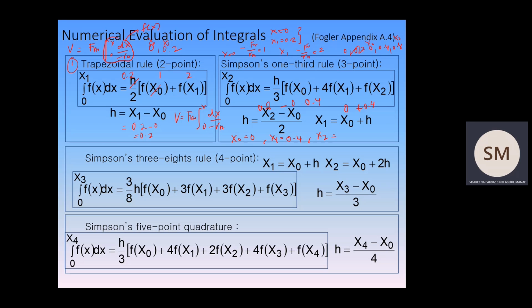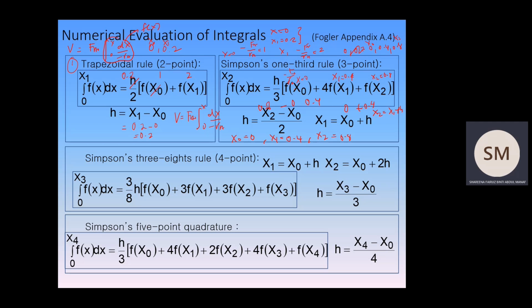And for x2, it should now be 0.4 plus again 0.4, which is x2 equals x1 plus h. This one should be 0.8. So the function equation should be related to this: x0 equal to 0, x1 equal to 0.4, and x2 equal to 0.8. So make sure the value refers to 1 over negative rA here, or FA0 over negative rA at x equal to 0, plus 4 times FA0 over negative rA at x1 equals 0.4, plus FA0 over negative rA at x2 equals 0.8.